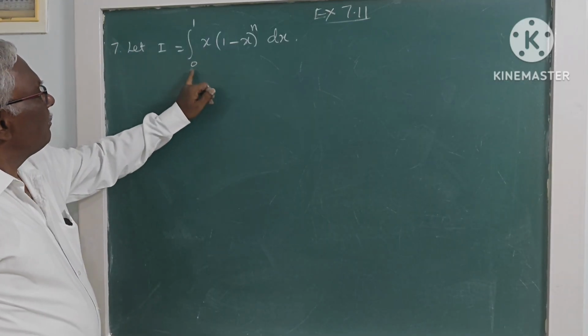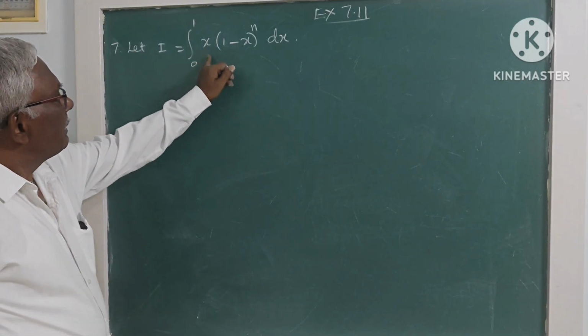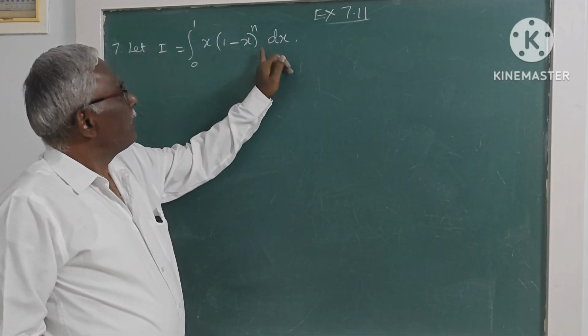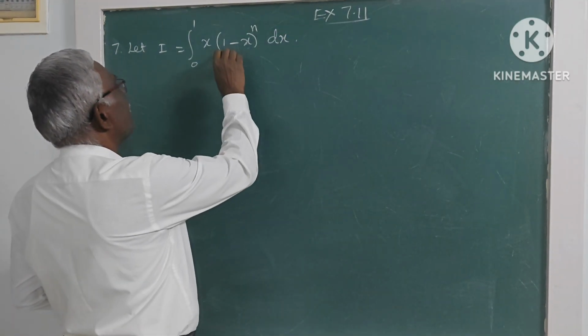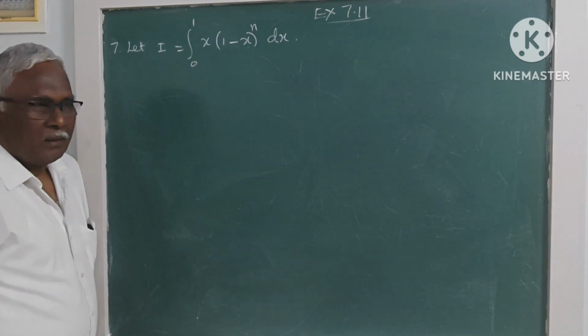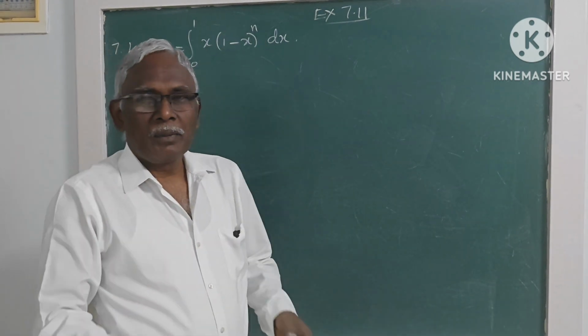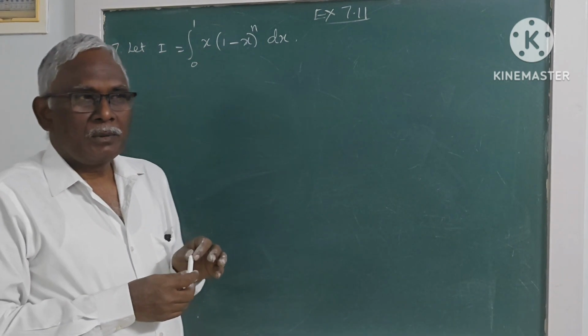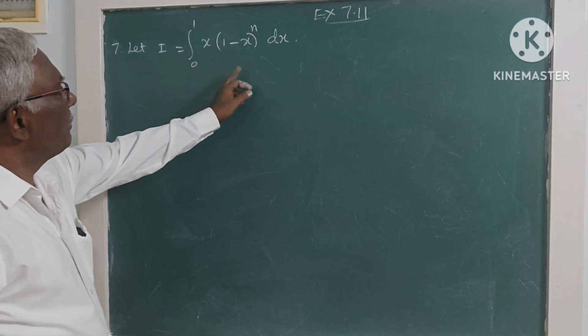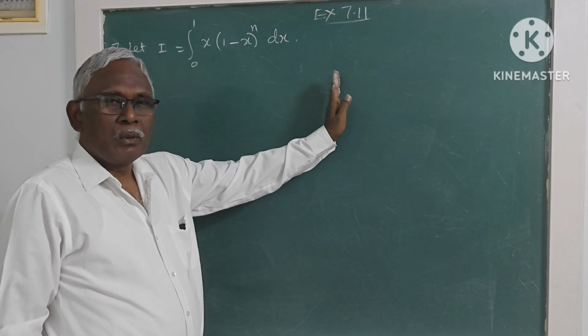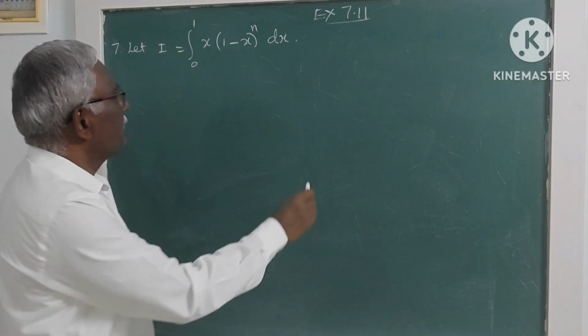In this problem, we have to integrate x into (1 minus x) power n with respect to x. (1 minus x) power n, we have to expand by binomial theorem, we'll get n plus 1 terms, and we'll use the property, that is integral 0 to a of f of x dx is equal to integral 0 to a of f of a minus x dx.